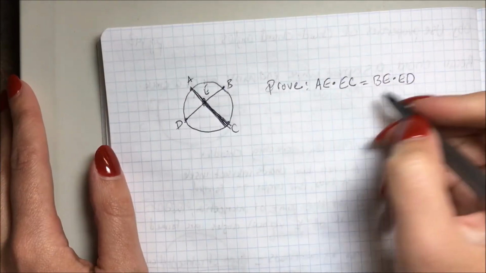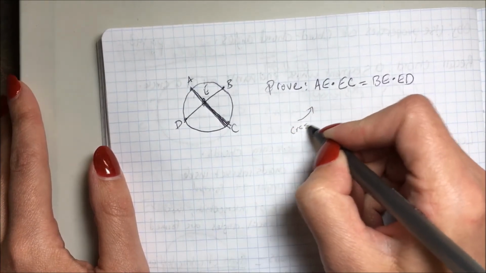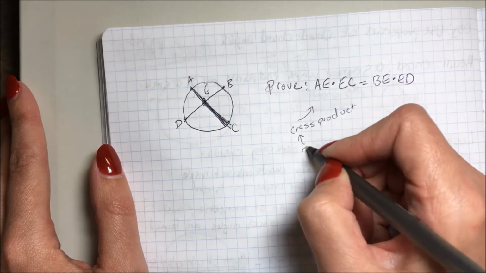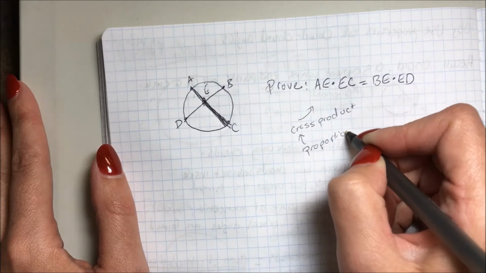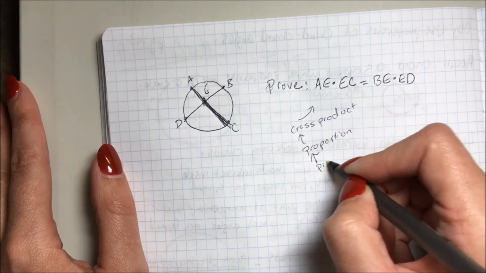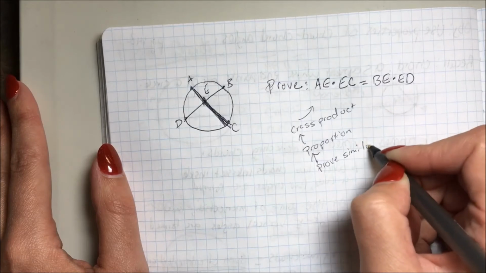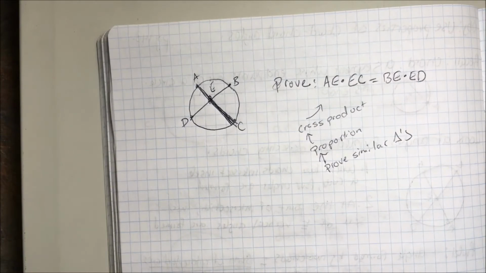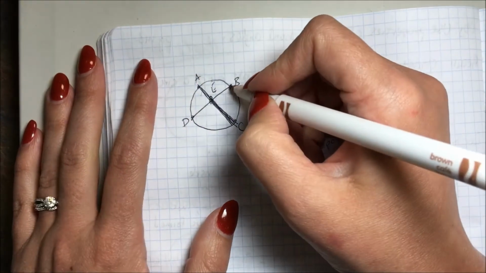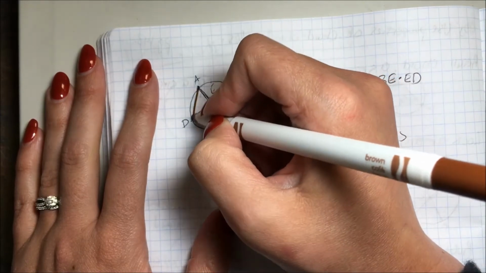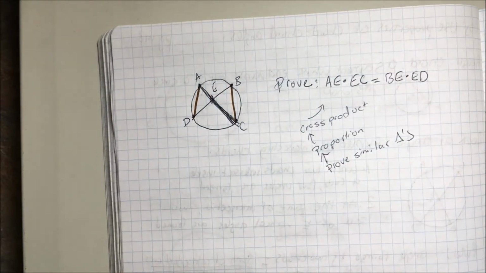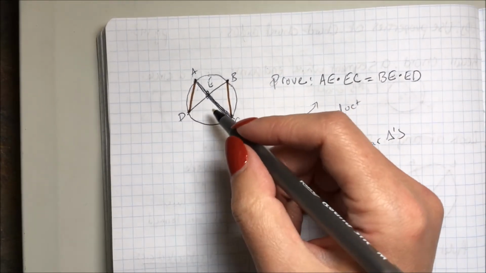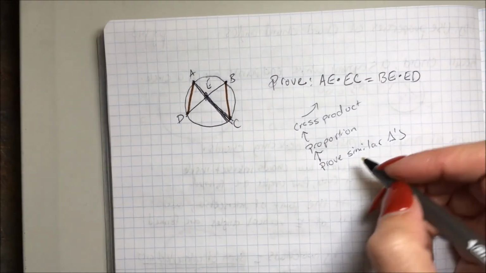So I see a cross product. If I see a cross product, I need a proportion. And if I'm working with a proportion, I need to prove similar triangles. So they don't have similar triangles in this diagram. So I kind of have to figure out where those similar triangles should be. I'm going to connect BC and AD to make similar triangles. Okay? So as I'm looking at this, I'm thinking about similar triangles.